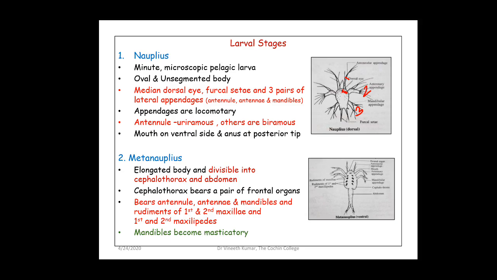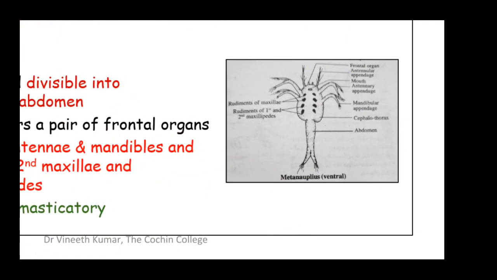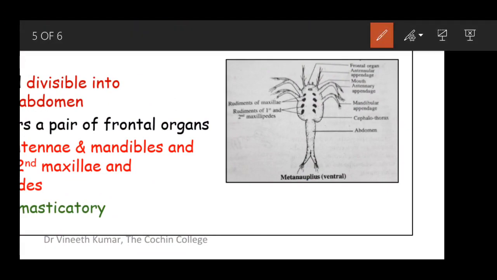The cephalothorax. As you zoom into the diagram, in the cephalothorax you can see, at the most anterior tip, two structures, a paired structure, which are called the frontal organs. These frontal organs are seen throughout the larval stages, from metanauplius through every larval stage till the adult stage is attained. You can see these frontal organs.